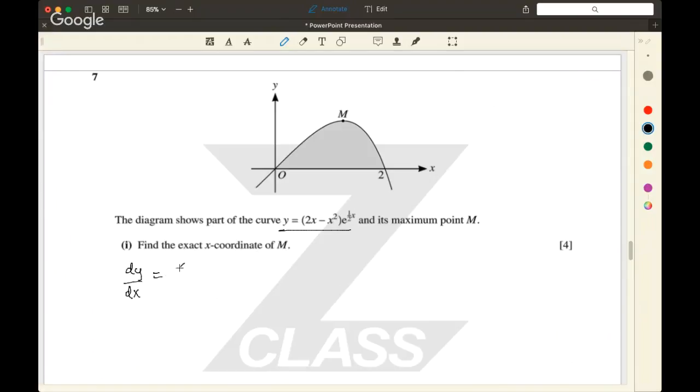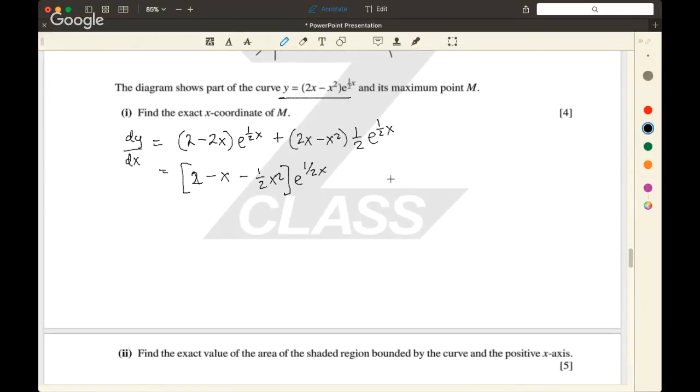For the first bracket, you differentiate it. You get 2 minus 2x, times e to the 1/2 x. And then I'm going to add the differentiation of the second part, which is e to the 1/2 x, and that gives 1/2 e to the 1/2 x. If I just pull these together for later convenience, I get 2 minus x minus 1/2 x squared, times e to the 1/2 x. And now I'm going to say that this is equal to 0 at m.